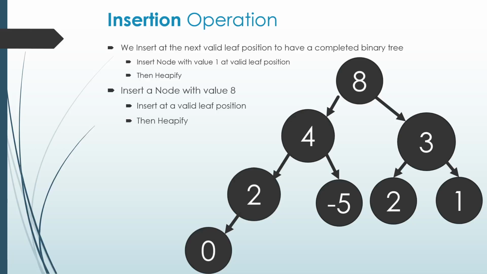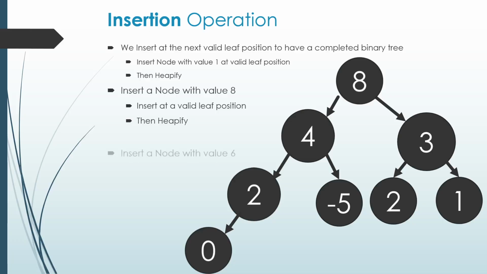Now if you check, is this 8 greater than 4 and 3? Yes. Is 4 greater than 2 and -5? Yes. Is 2 greater than 0? Yes. Is 3 greater than 2 and 1? Yes. This is a valid heap and a complete binary tree.